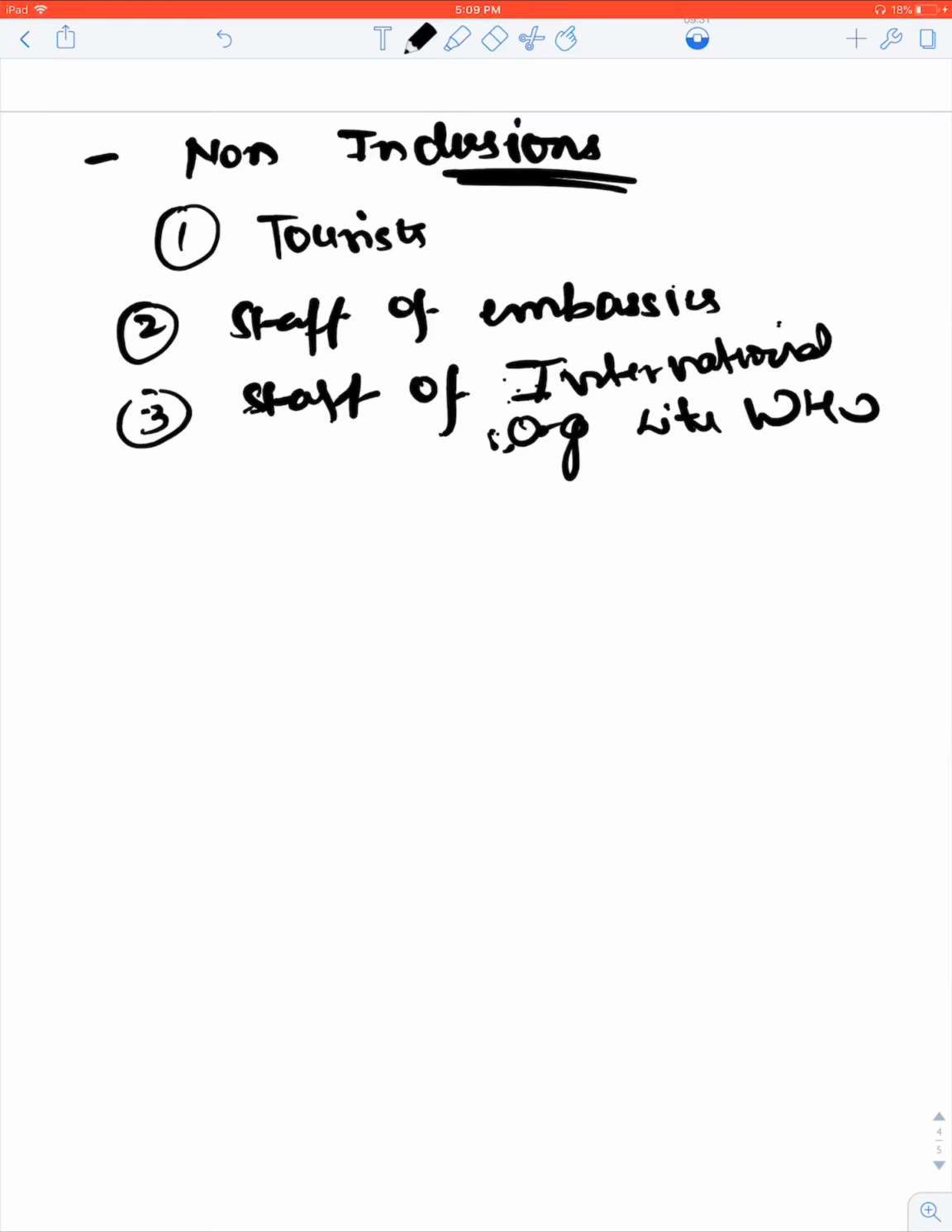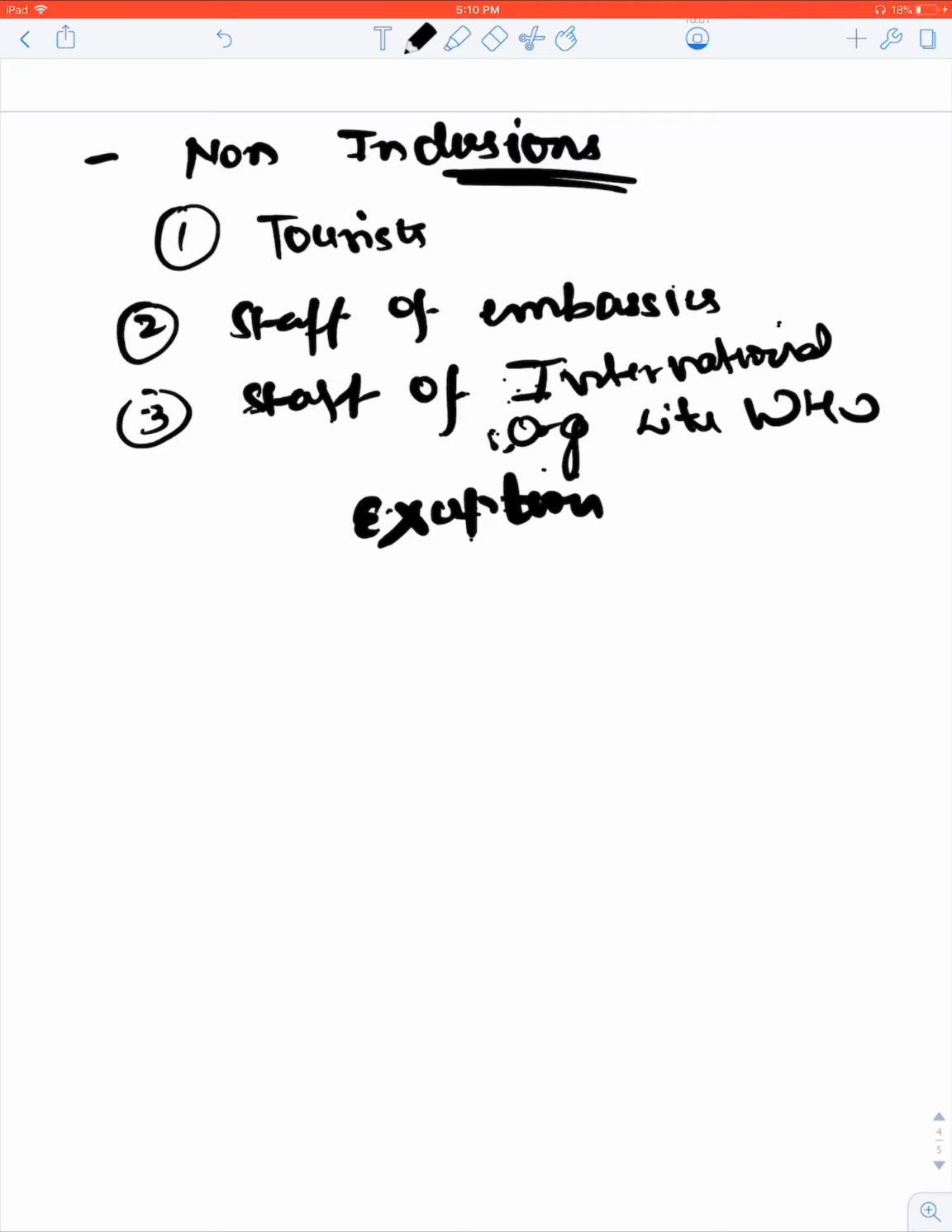But there is one exception. The exception is that people who are working in the international organizations in any country for more than 1 year, they would be the normal residents of the country in which those organizations are located.